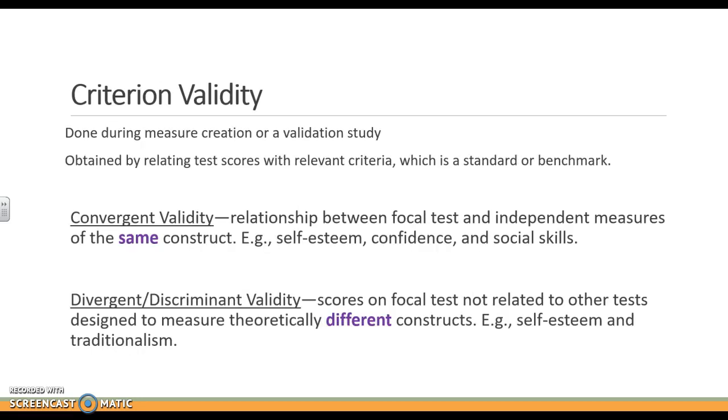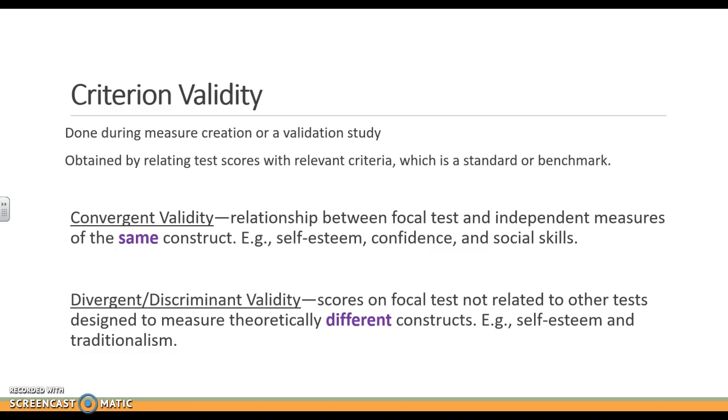There's also criterion validity. This is really only done during measure creation or a validation study. But when you are choosing to use a measure, this is something that you need to be looking for to see how they established it. And what we're doing is we're looking at validating the construct based on existing other measures, either about the same construct or about a different construct.